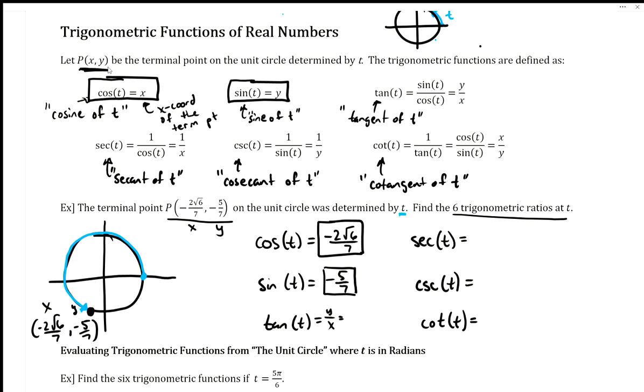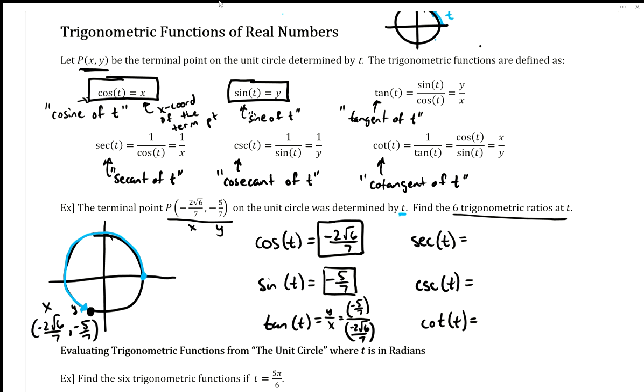Now it's going to get a little messy. Maybe I didn't give myself enough room. Let's find out. But the whole y-coordinate is the numerator, so -5/7. The whole x-coordinate is the denominator, so -2 radical 6 over 7, just like that. Now, this would need to get simplified.